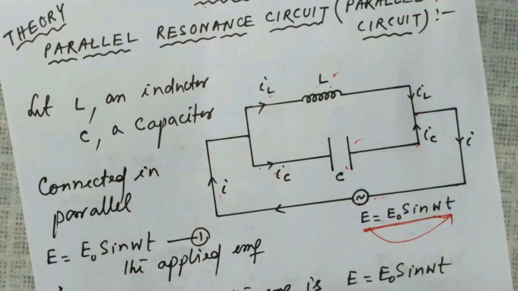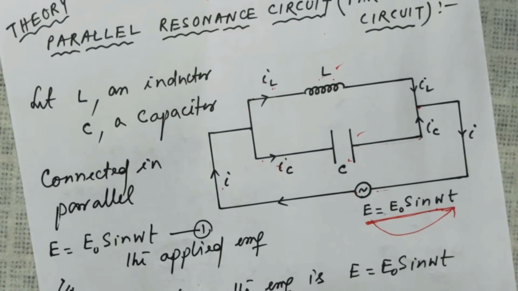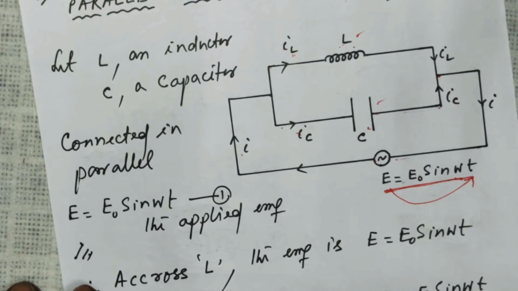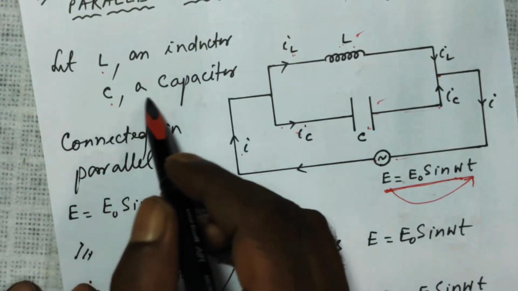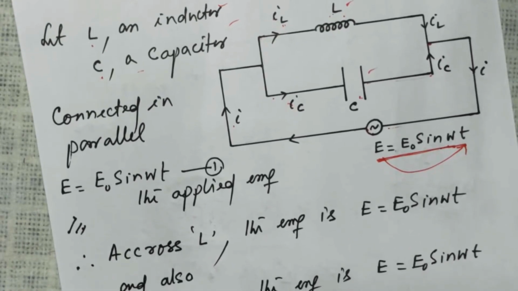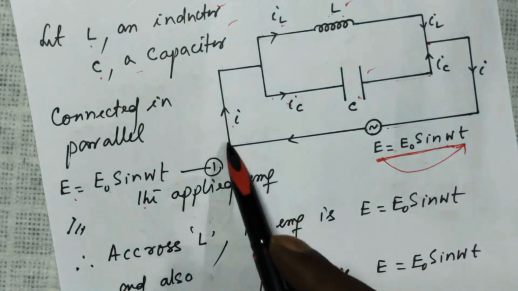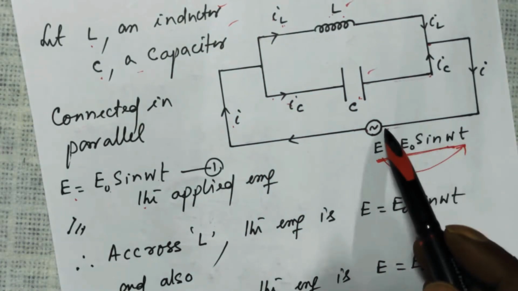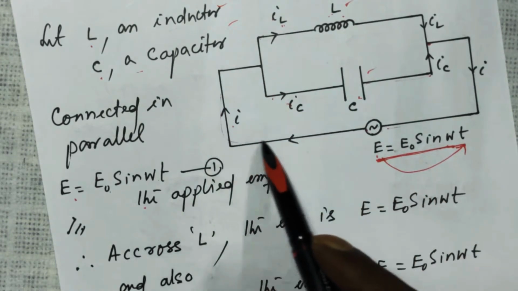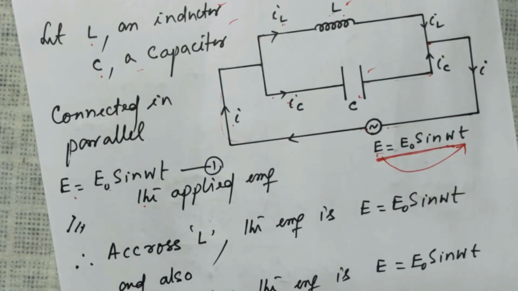So here we will derive under what condition the current is minimum, that is 0. That is what is interesting, and it's very, very important. Now look, let L be an inductor, C a capacitor connected in parallel. E is equal to E naught sin omega t, the applied EMF across L. The applied EMF is also E, that is E naught sin omega t, across the capacitor.